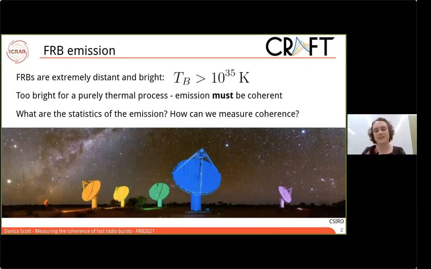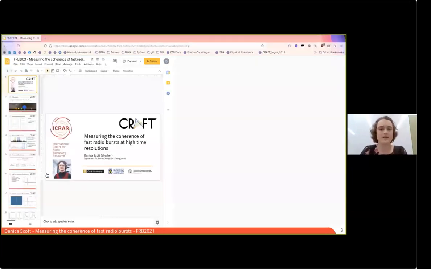And so basically the question I'm talking about is: can we measure this coherence, and what are the statistics of the emission? Answering these questions is going to be really important in trying to figure out the physical emission process of fast radio bursts. So this has been done.